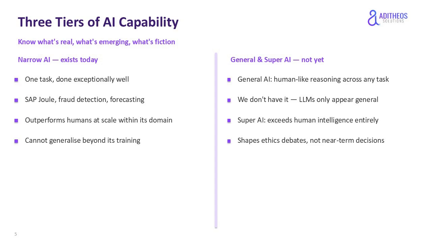And super AI, machines exceeding human intelligence across every dimension, is a conceptual direction that shapes ethics debates, not something you need to factor into your implementation decisions right now.